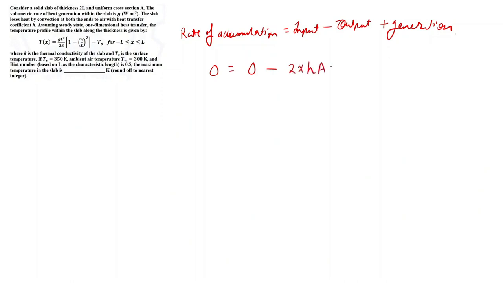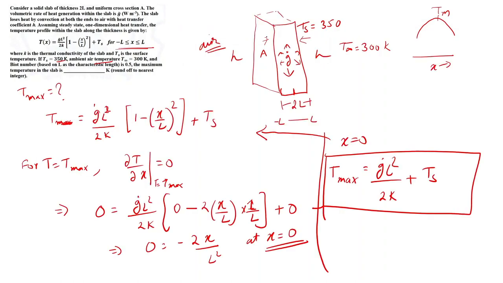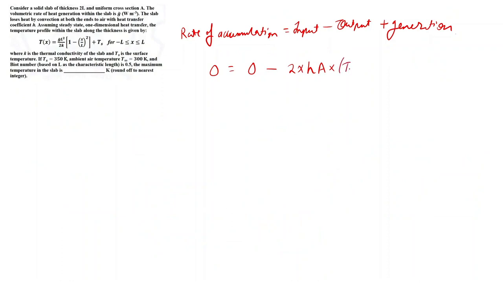And delta T in this case would be my surface temperature minus the temperature of ambient, that is Ts minus T infinity, plus the heat generation term we have been given as G dot, which is watt per meter cube, so we have to change it into watt. We'll just multiply it by the volume of the slab. So G dot into the volume of the slab, which will be area into 2L. From here we can find the desired term that is to be used in the previous equation.